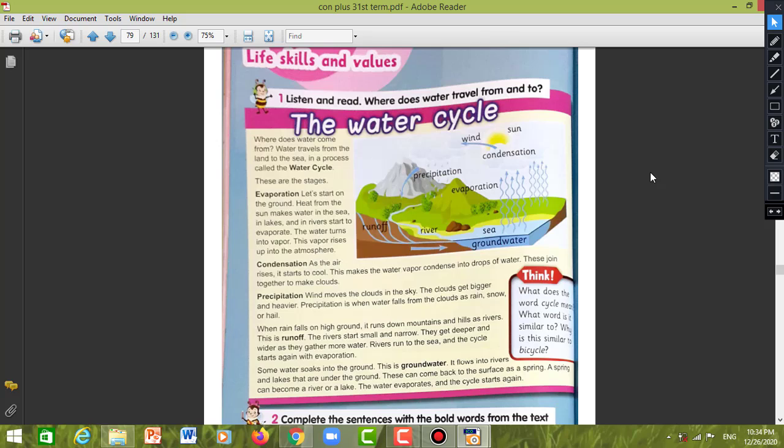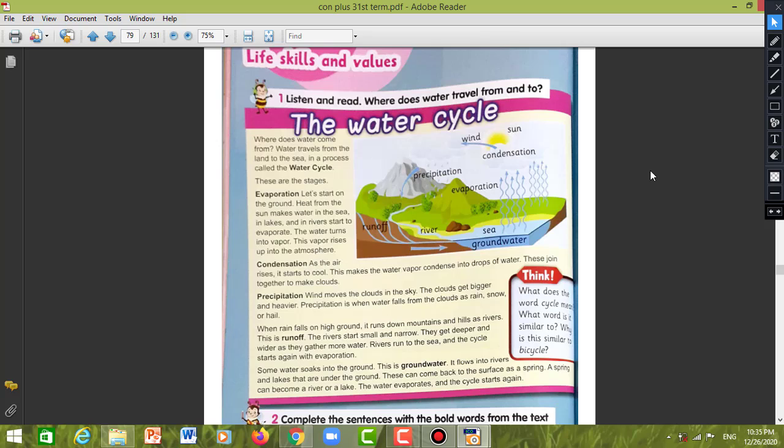Number 2, condensation. When the vapor rises into the air, it starts to cool, and this makes water vapor condense into drops of water. Condenses means it changes from vapor into drops of water. These join together to make what? Yes, to make clouds. And the third stage is precipitation.